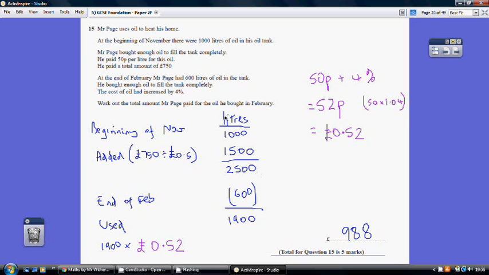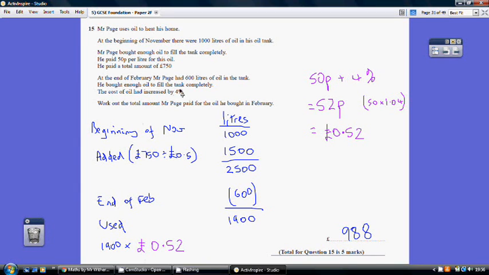Now by the end of February he only had 600 left. So how much has he used? He's used 1,900, being the 2,500 less how much he's left with. Now we're told that he goes and buys enough to fill it up again. So he's going to buy another 1,900 litres. Now, how much did he pay for that?